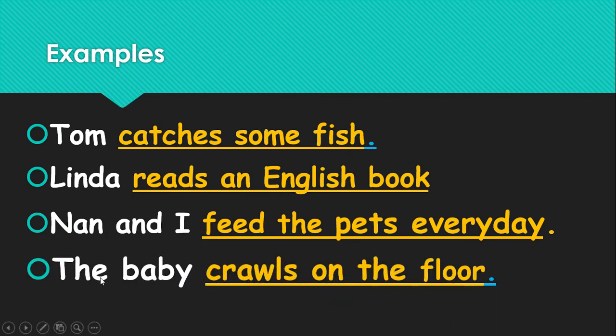And the sentence number 4, the baby crawls on the floor. The baby for sure is the subject, and the subject is followed by the predicate. Crawls on the floor, this is the predicate. That's great.